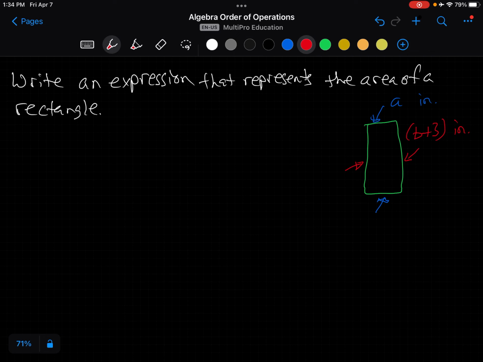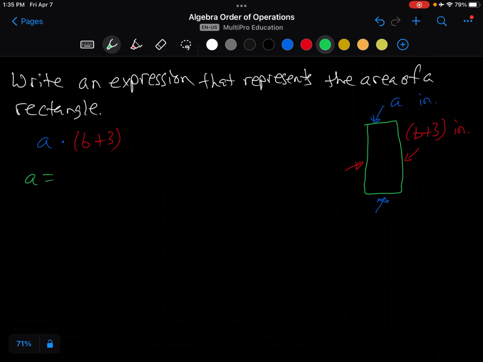So let's think about this. What is the expression that represents the area of a triangle? So that would be A times B plus 3. Because you take the two sides that are equal to each other, multiply by the other two sides that are equal to each other for the length. So this is an interesting problem.